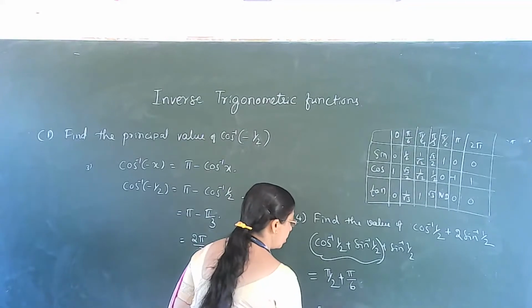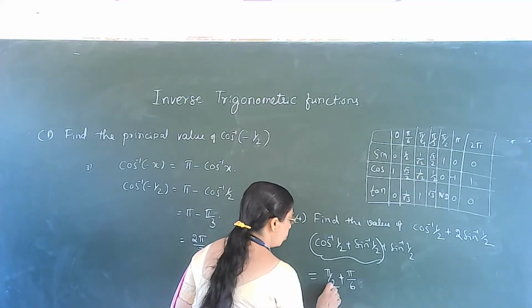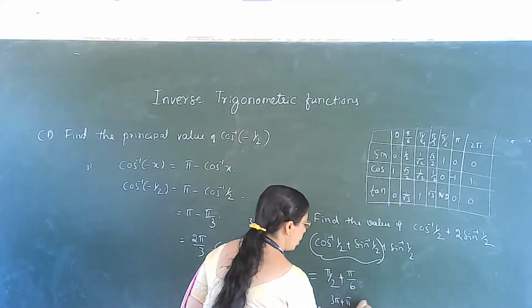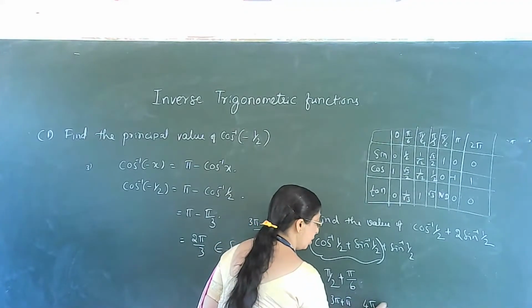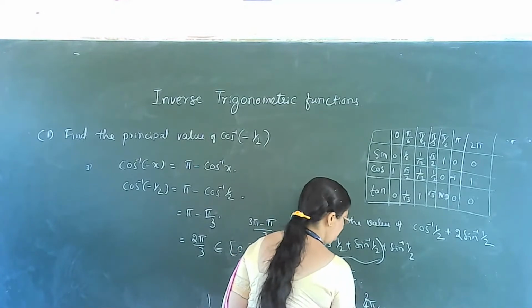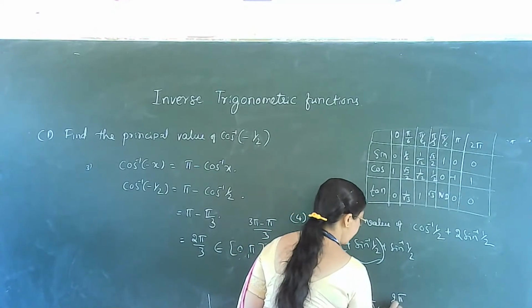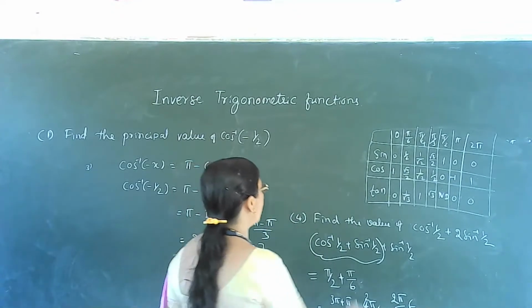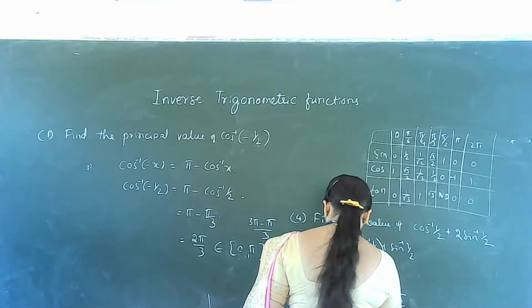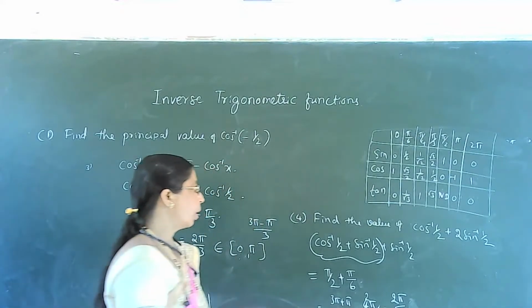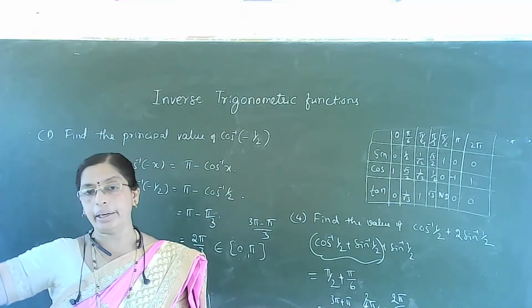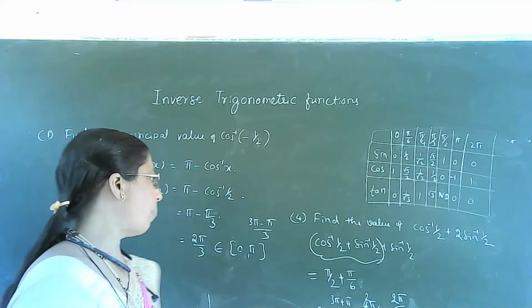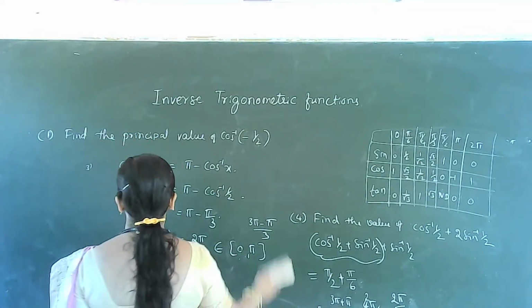Therefore, 3π plus π is equal to 4π by 6, so 2π by 3. This belongs to the principal value branch. 2π by 3 is the answer. If you are given only one angle, check whether it is in the principal value branch or not.